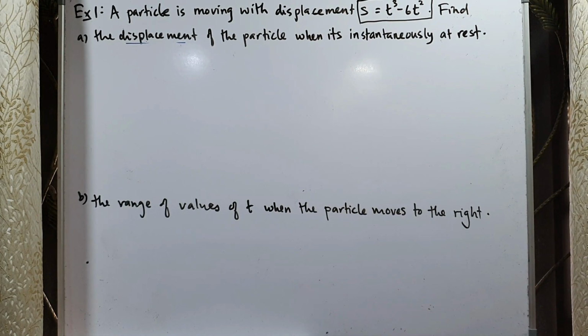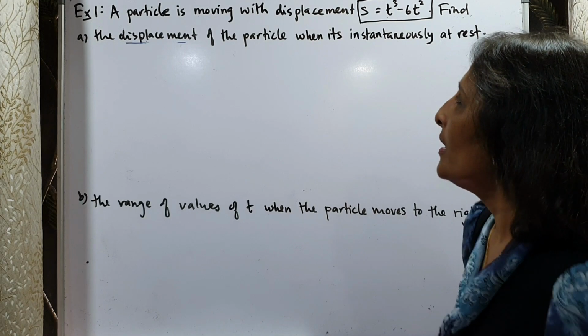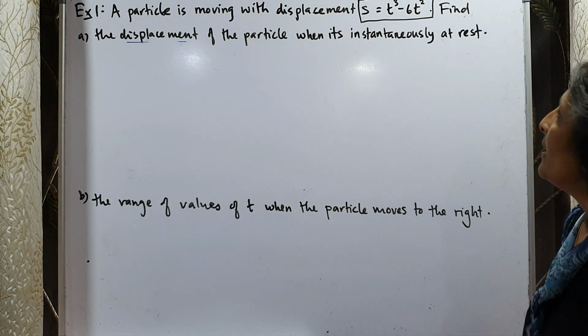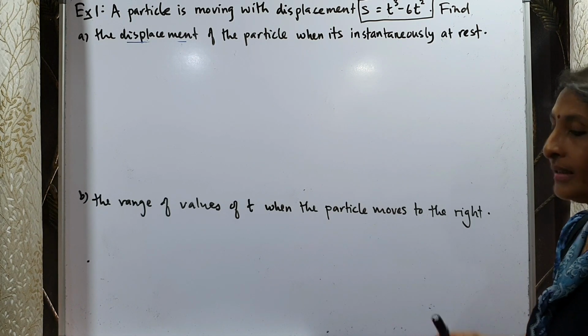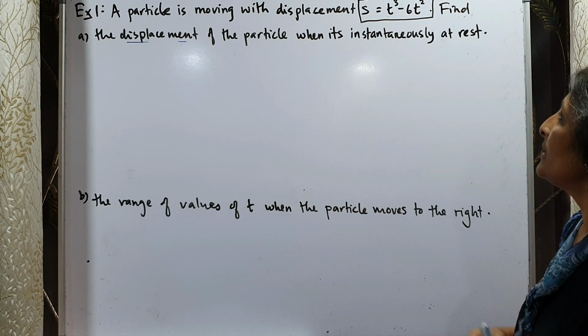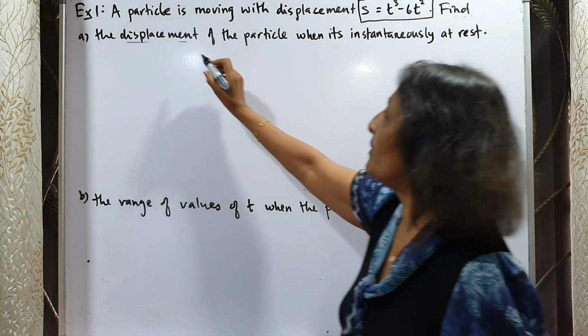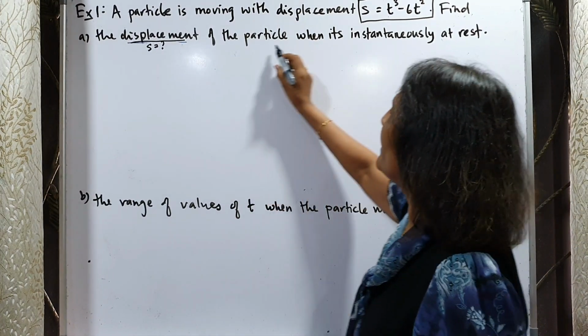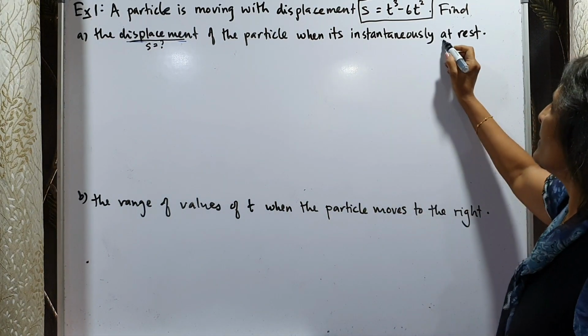Now we are looking at an example. Let's look at this question. A particle is moving with displacement s equals 3t cubed minus 6t squared. Find the displacement of the particle when it is instantaneously at rest. First thing is you must identify what you want to look for. You are looking for s, and what is given? They said this is at rest.